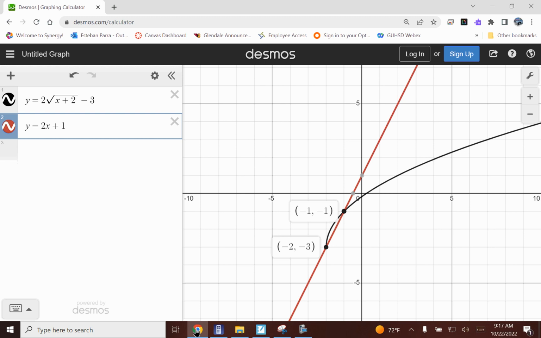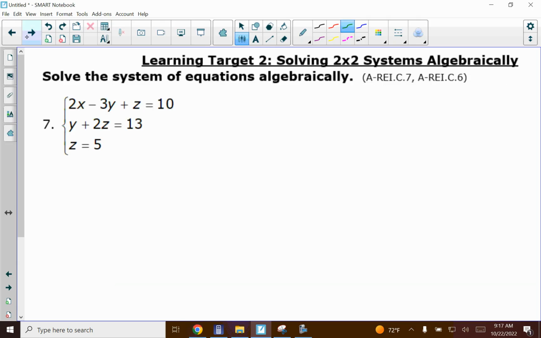Okay, so now what we're going to do is take a look at number 7. Number 7 says solve the system of equations algebraically. Now, algebraically says to do it by hand, and to be honest with you, I'm not going to be able to really tell if you're doing them by hand on the test, so you can actually use some of your other resources to do them by hand.